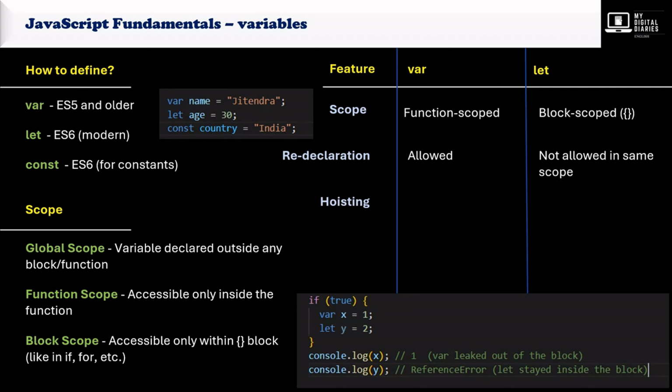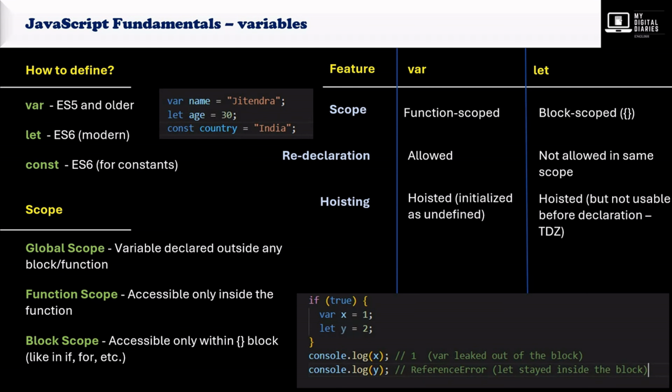Then we talk about hoisting. Hoisting is the part that confuses most people. All declarations are hoisted, meaning JavaScript moves the declarations to the top of their scope before the code runs. But initialization behaves differently. In case of var, even though it is hoisted, it is initialized as undefined, whereas let is hoisted but not usable before the declaration, the TDZ. Now what is this? So var is hoisted and initialized as undefined.